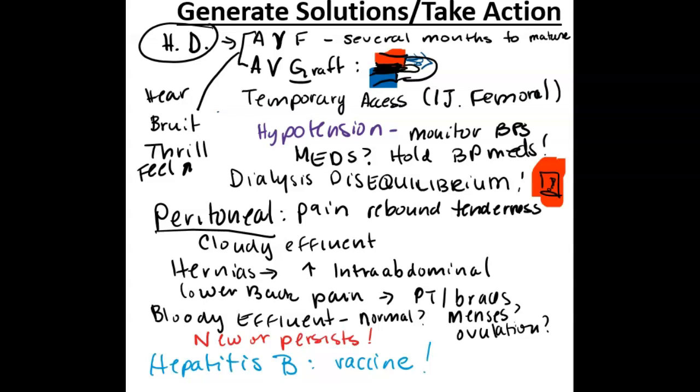Peritoneal, big risk of infection. We need an absolutely sterile procedure to help prevent this. We talked about the signs and symptoms and some of the other problems, hernias and low back pain and bloody effluent, and then the need for vaccines for our patients on hemodialysis.